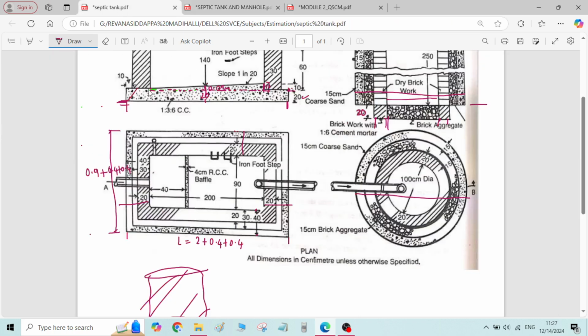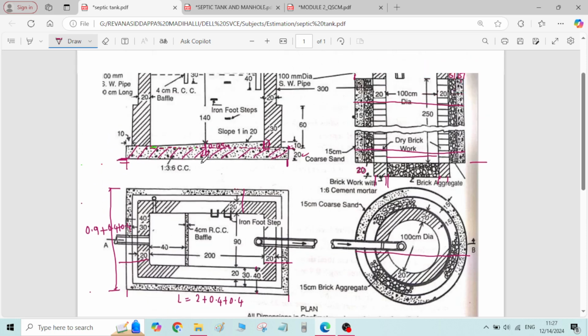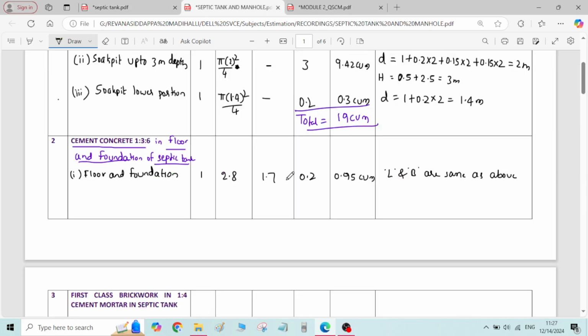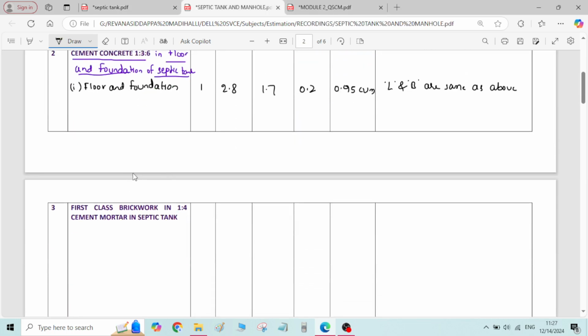This much portion we have done the calculation. Now inside the septic tank, there is a sloping floor provided. We have to calculate the total volume of this sloping floor. So here I will write sloping floor, second one, sloping floor number is 1.